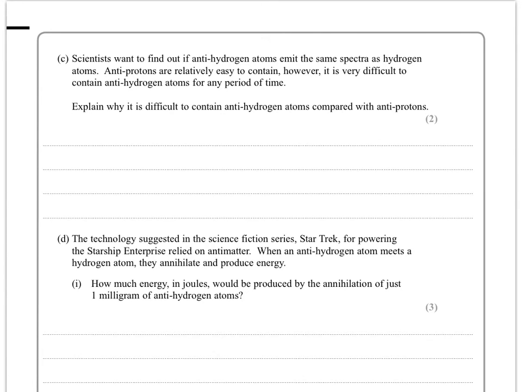Okay, so how they contain antiprotons is by running them around in a magnetic field. And that's okay because they're a charged particle. But once you put them with the positron, the whole atom becomes a neutral object which can't be sent round in a magnetic field anymore. So it becomes impossible to contain the antihydrogen because it doesn't have an overall charge anymore, and it can't be held using electric or magnetic fields. So that's why you can't contain them.